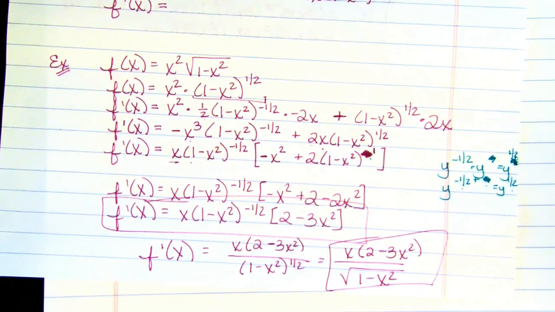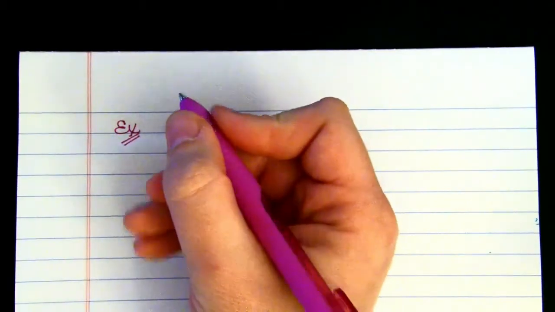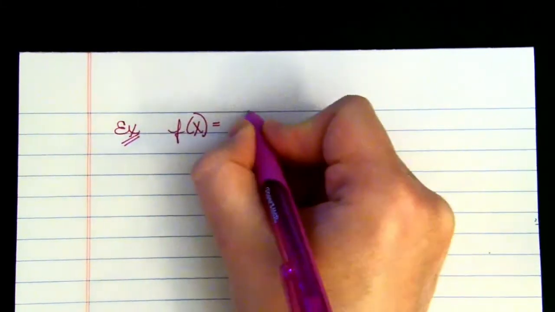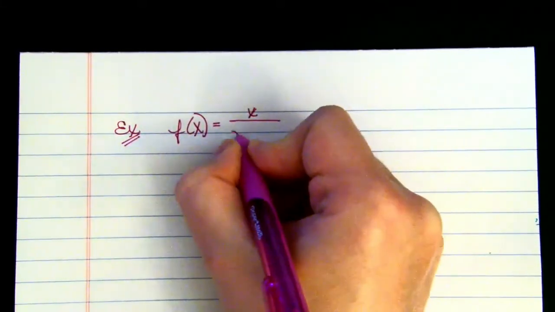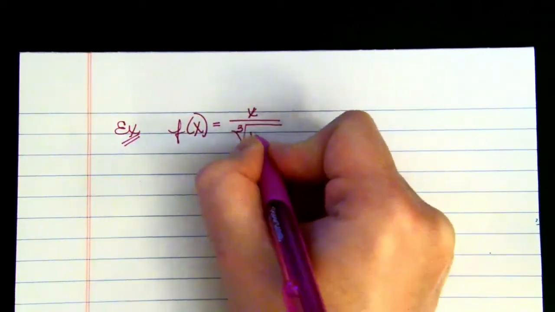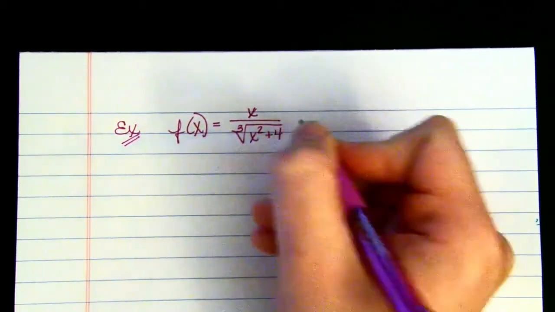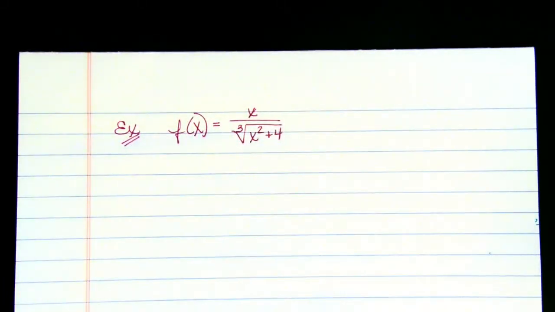I have one more problem to show you, and as I told you, these 3 problems we're going tough, tougher, toughest. The last one is as tough as I'm going to make these. Let's take a look at f of x equals x over the cube root of x squared plus 4. F of x equals x over the cube root of x squared plus 4.